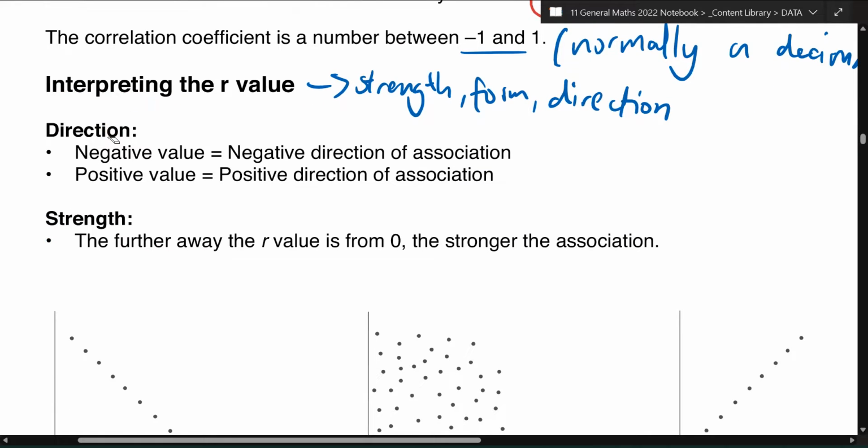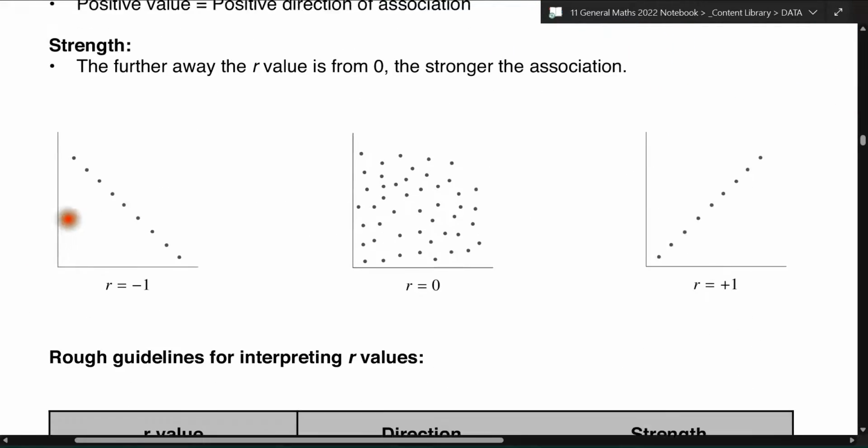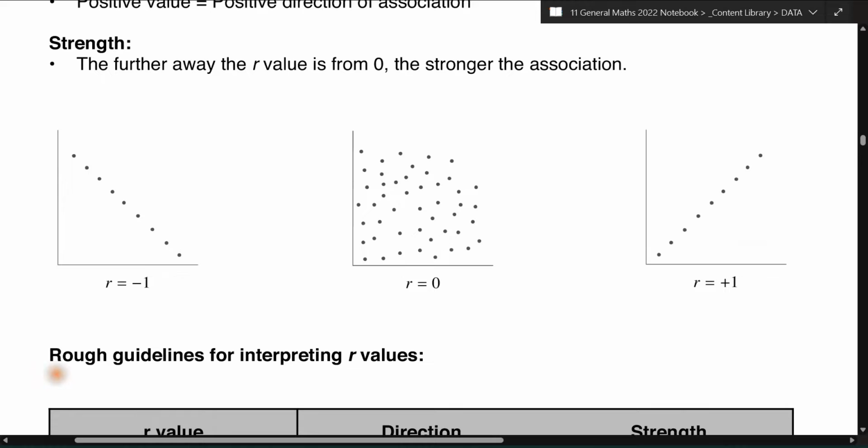Direction is easy, positive or negative. Okay, so if you have a positive number, it's going to be a positive association or positive direction. If you have a negative number, then it's going to be a negative association. So just look at your number, positive or negative. Okay, that's the first one. Strength. Okay, now this is where it gets a bit tricky.